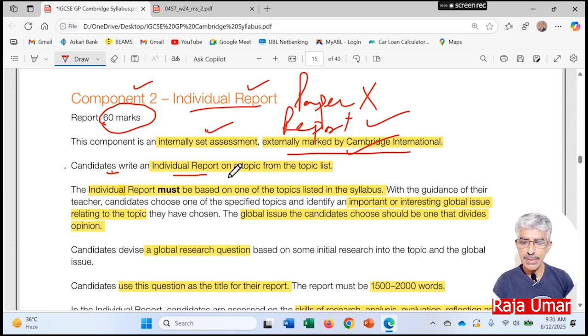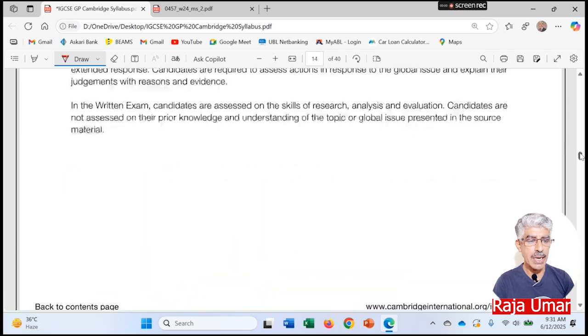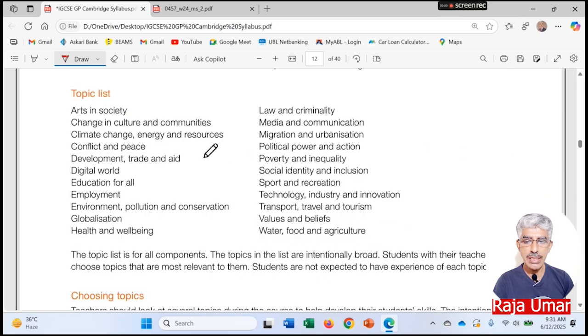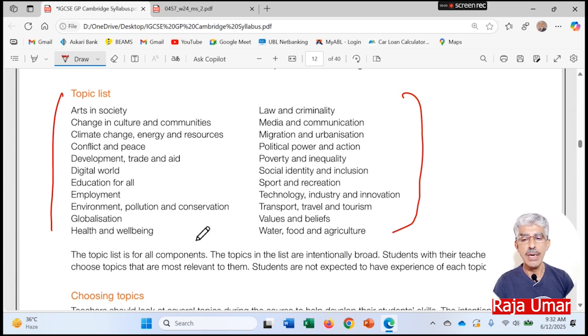Candidates write an individual report on a topic from the topic list. If I go up, here is the topic list, which I showed you when I was discussing Component 1, the written paper, when I talked about how to attempt questions 1, 2, 3 and 4. It means you can be given the Component 1 paper out of any one of the topics given here, and the whole paper of 70 marks would be from that topic.